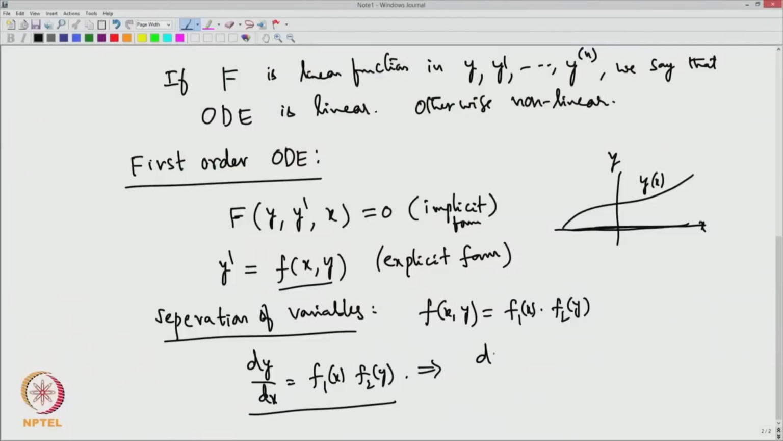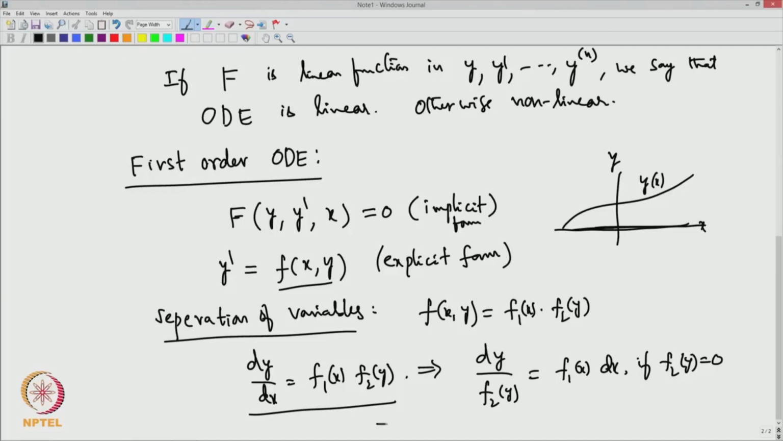Now if I divide, dy by f2(y) equal to f1(x) dx. You can see that when you write it like this, f2(y) should not be 0. So you are in some domain in the xy plane, and the values where f2(y) is 0 you should avoid; that is not in your domain. That is the meaning when you divide. So formally we do it like this.